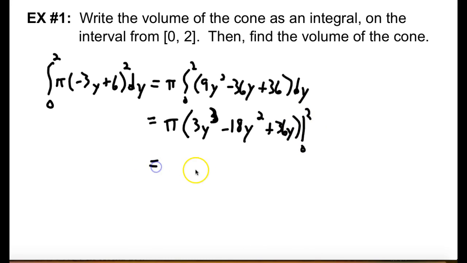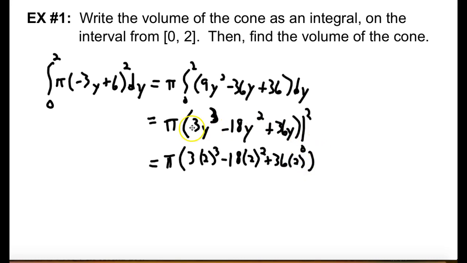So if we plug all of those values in, pi times 3 times 2 cubed minus 18 times 2 squared plus 36 times 2. Then if I plug 0 in, obviously all these would be 0, so I'm not going to write all that out. And if we do this calculation, we end up with 24 pi.